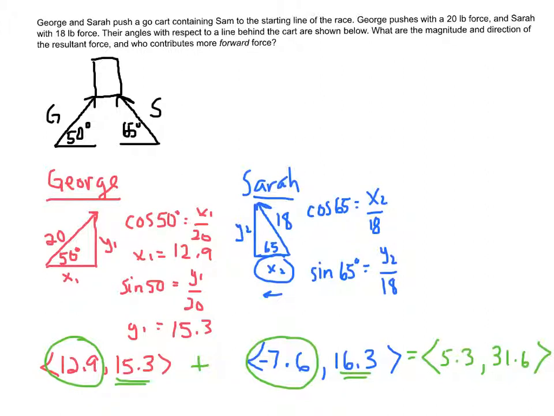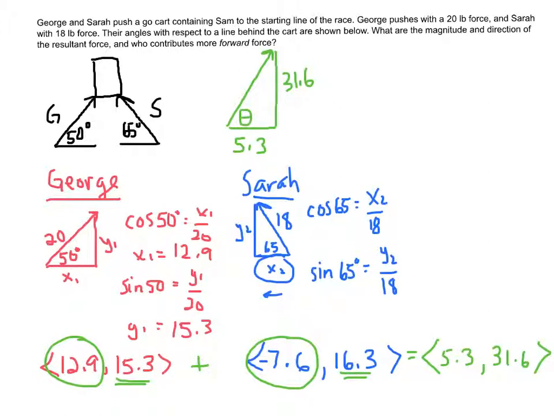And so we have our x and y components of our resultant vector. And so now what we need to do is find the magnitude and direction. So my resultant vector is going to have an x value of 5.3 and a y value of 31.6. So I need to figure out the magnitude, and I need to figure out the direction, or theta.